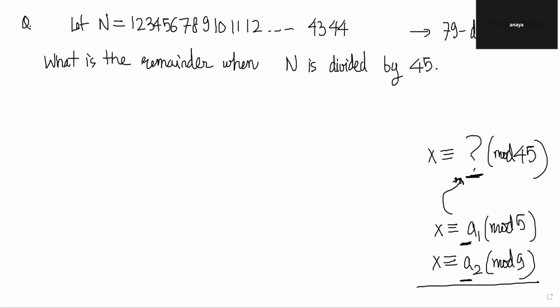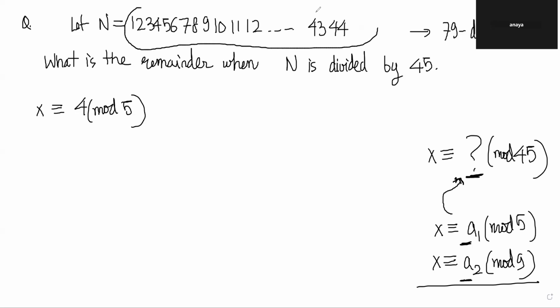So calculating mod 5 is obvious here. A1 is obviously 4 mod 5. The mod 9 might be slightly more tricky. So think about it: when you divide by 9, how do you do it? The sum of the digits.